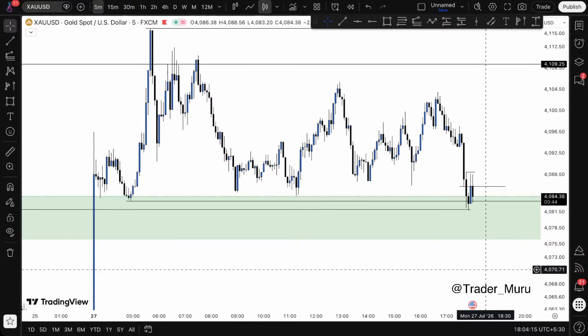Trader Muru, I have shorted at 4102 order block, closed at 4084. Now trading, waiting for the buy. Your instruction on key levels and kind of confirmation is superb. It has transformed my trading. Thank you. You are welcome.